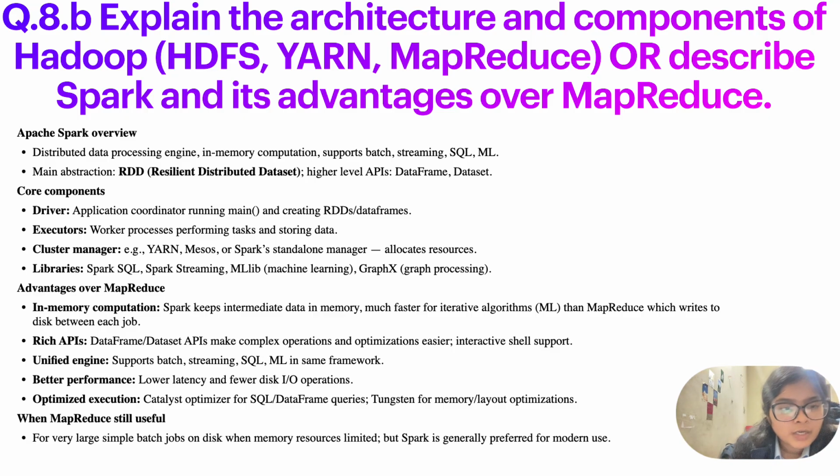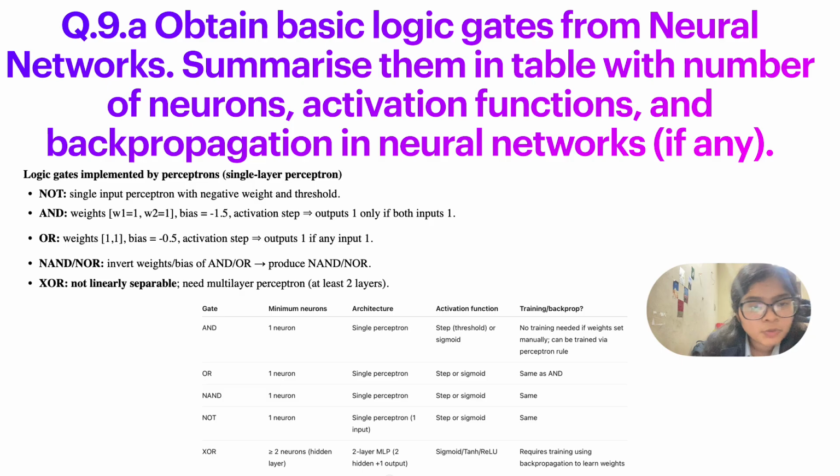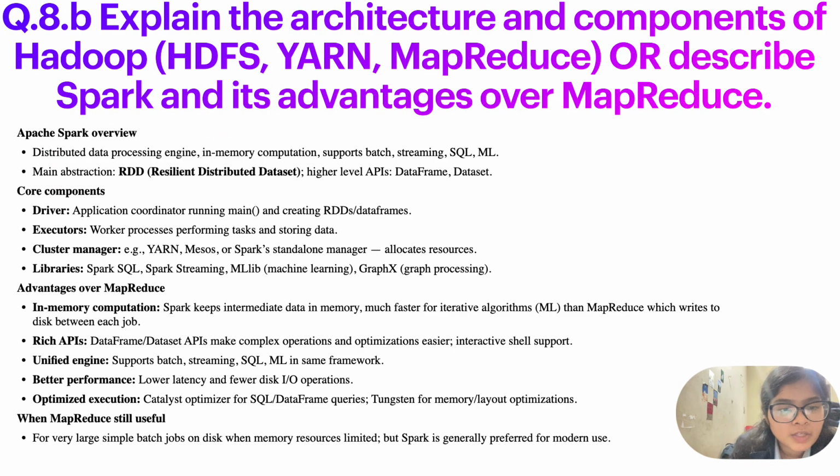So let's start with the answer. Spark is a distributed data processing engine with in-memory computation. It supports batch and it supports streaming. In streaming we also need to process data in high volume with high speed. Its main abstraction is the RDD, resilient distributed datasets, with higher-level APIs: DataFrames and Datasets.